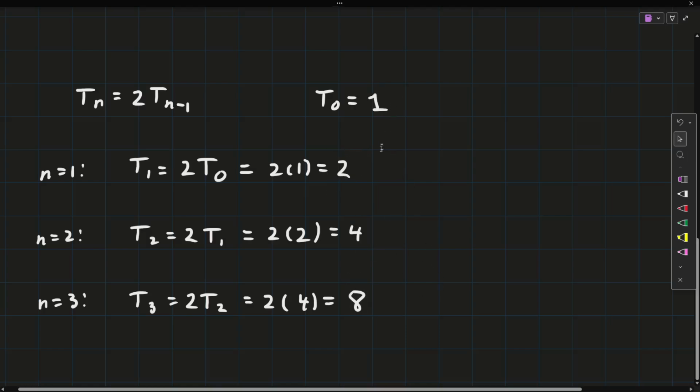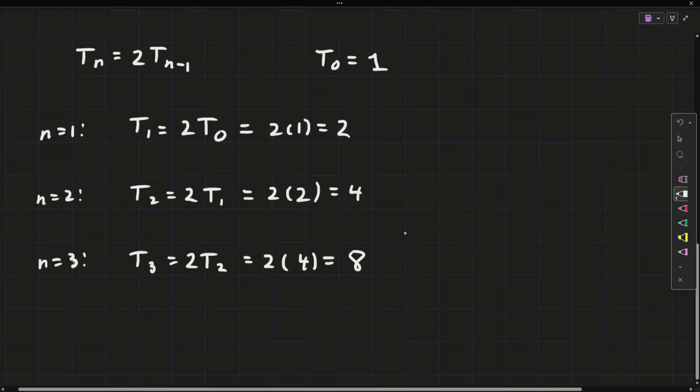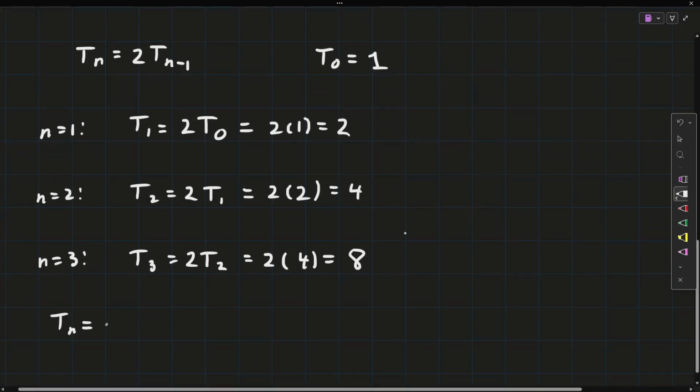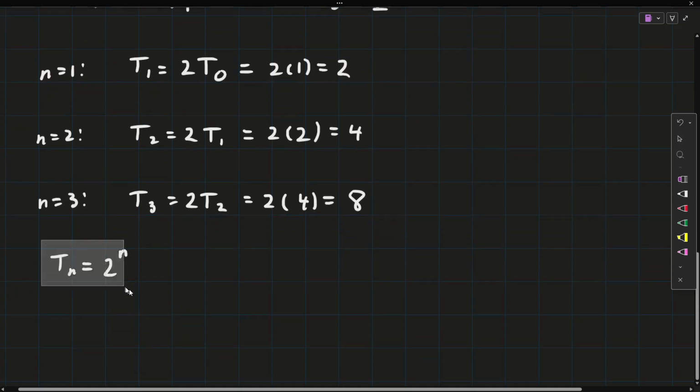Well, the pattern is that these are powers of 2. We have 2, 4, 8, and this is 2 to the power of 0, which is 1. So if this one's 1, this is 2 to the power of 1, this is 2 squared. You might guess that the general term is t_n equals 2 to the power of n. And you would be correct if you said that. And the only thing is, how do we know that this works for every number?